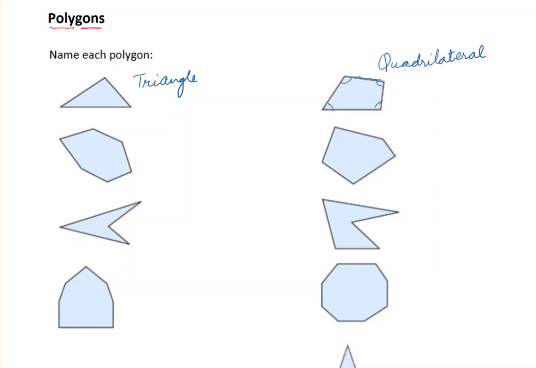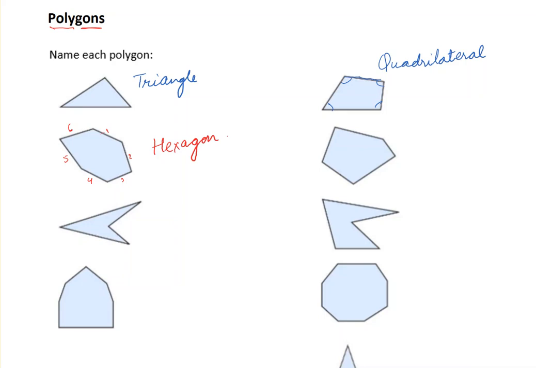So next one, please count the number of sides that we have here. So we have 1, 2, 3, 4, 5, 6. So we have 6 sides. So a polygon with 6 sides is called a hexagon.